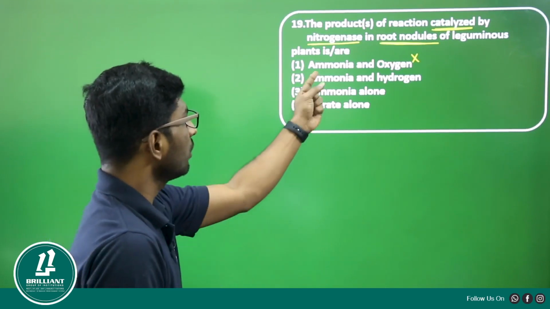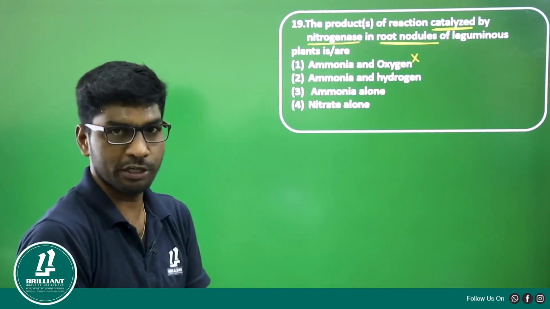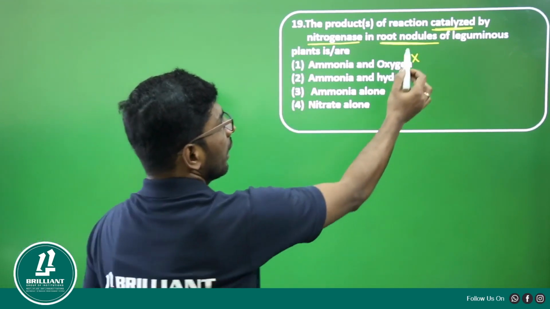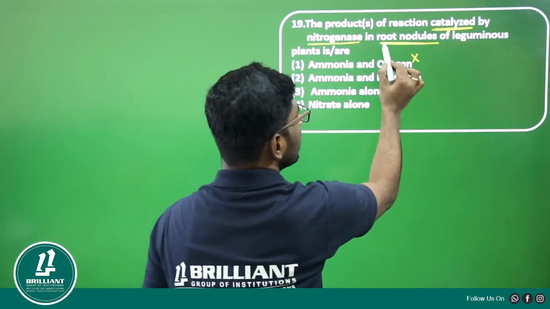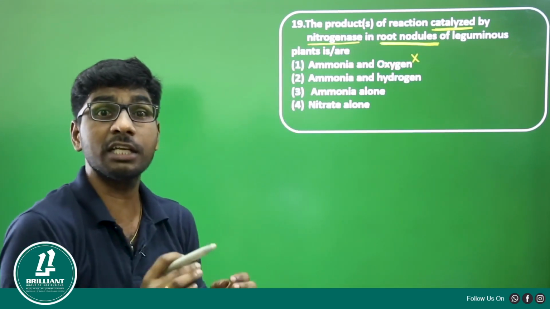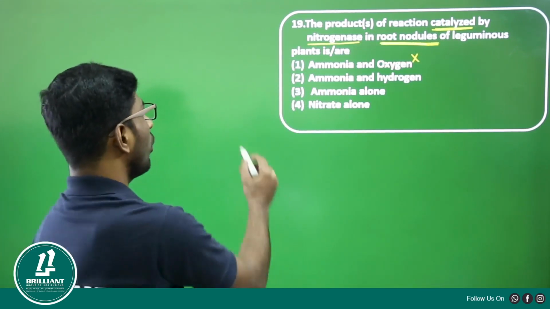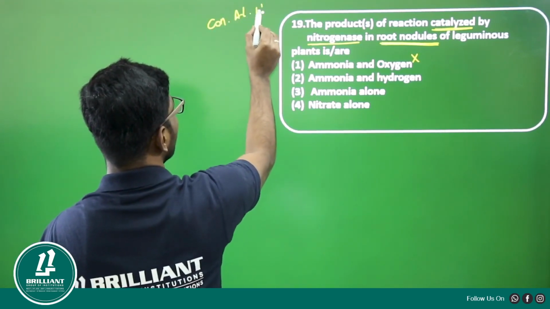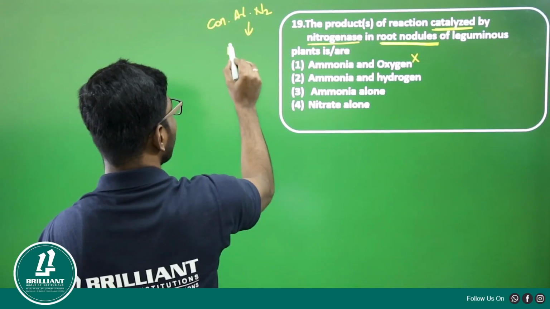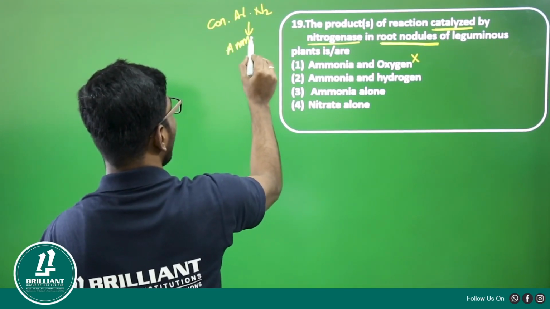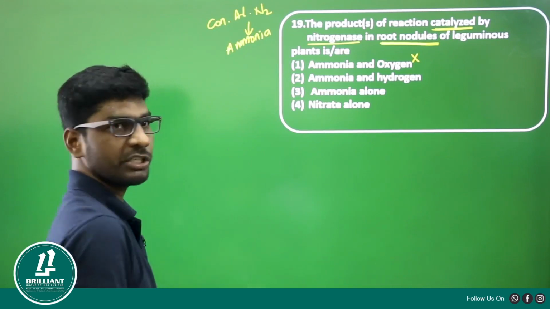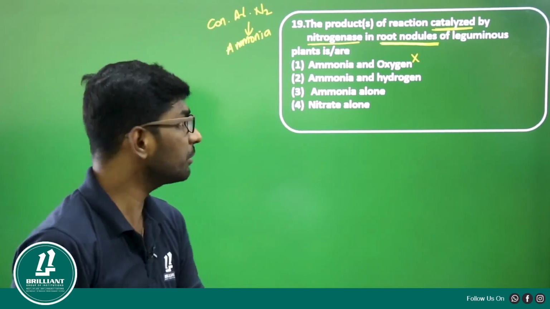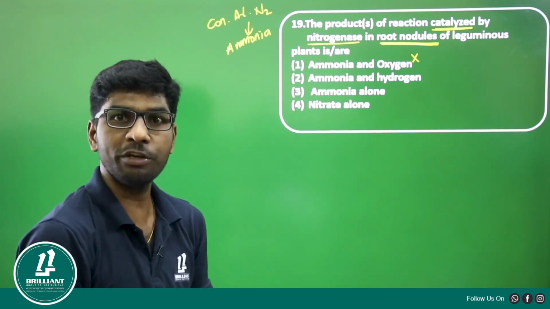So look at here. Ammonia and oxygen, so remove that one. It is not a correct answer. Actually, in this question, what are they asking? Reaction catalyzed by nitrogenase in root nodules, which means they are asking about nitrogen fixation, the conversion of atmospheric nitrogen into ammonia. They are asking ammonia, right? This is the nitrogen fixation they are asking. Conversion of atmospheric nitrogen into ammonia. So which enzyme is that one? Nitrogenase enzyme.